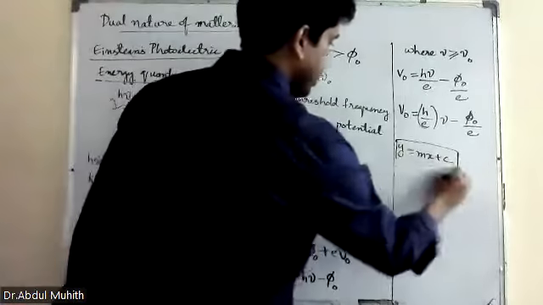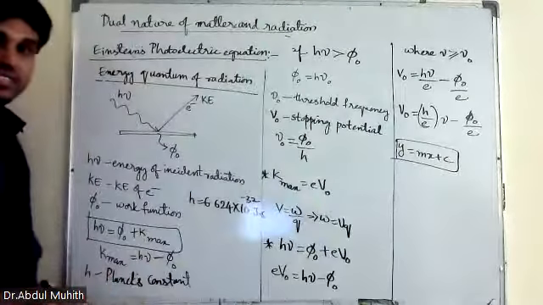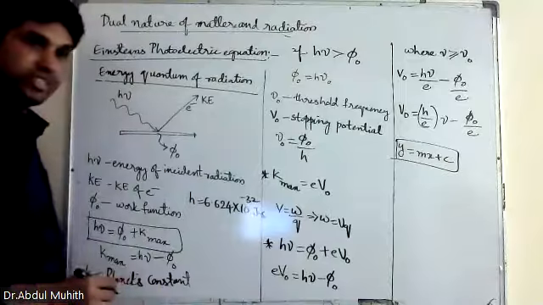So y is equal to mx plus c. What is m and c here? C is a constant, or said to be the y intercept.